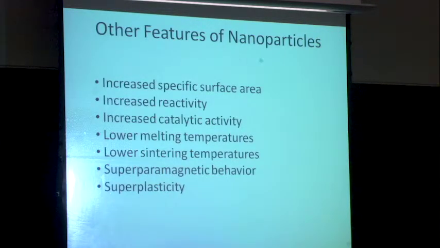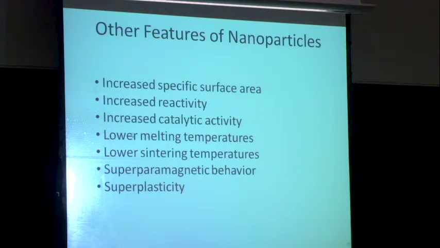Okay, so what are some of the additional characteristics of nanoparticles? Well, as I shrink the particle down, I increase the specific surface area. That leads to an increased reactivity. It also increases the catalytic activity. The classic example there is if I take gold particles. If I am looking at a micron gold particle, it has no catalytic characteristic at all. If I shrink it to the nanometer, it's actually a very good catalyst.